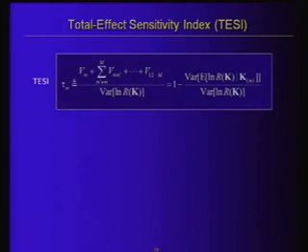By doing this, we can come up with some very interesting indices. The first one is called TESI, the total effect sensitivity index. You take the contribution of the mth reaction to the output and you divide by the entire variance, which makes sense.